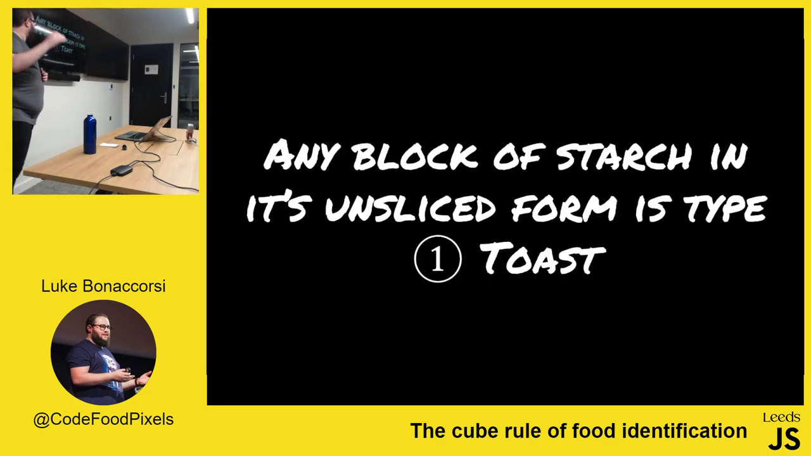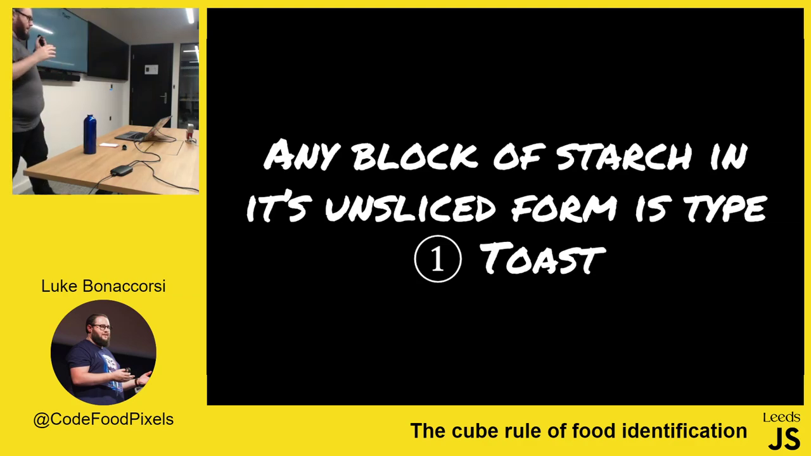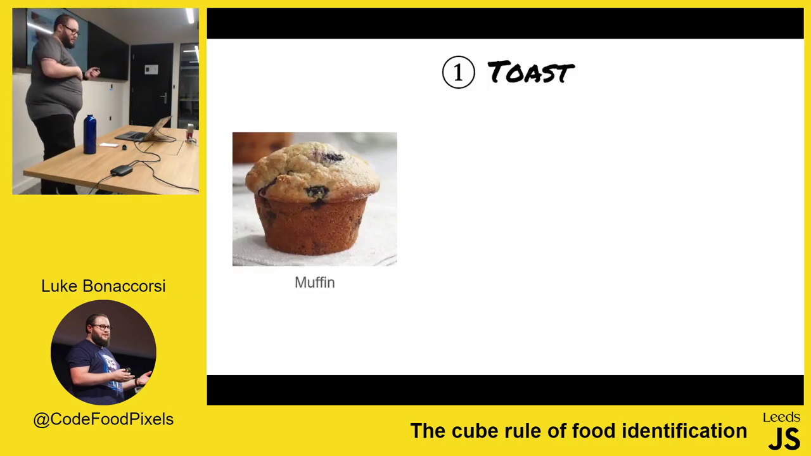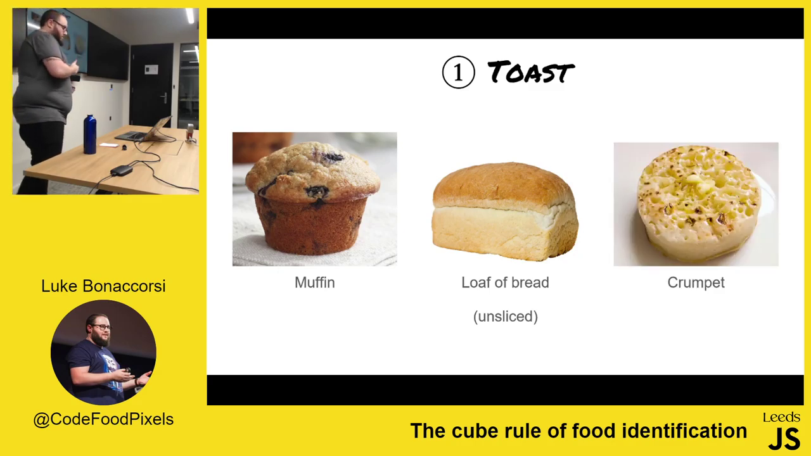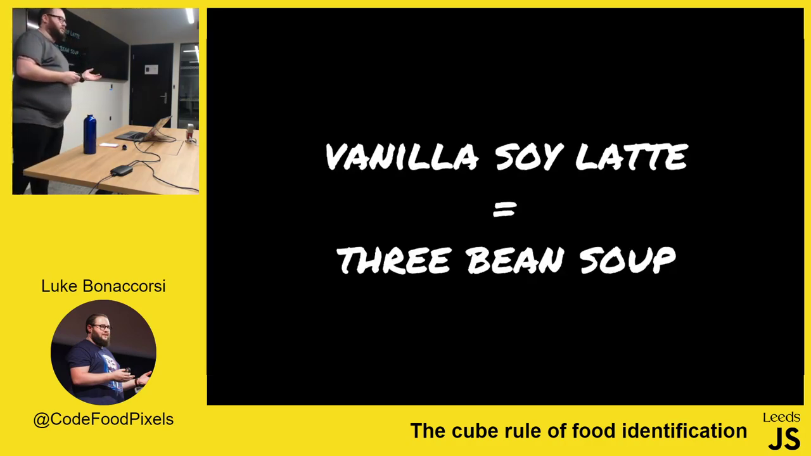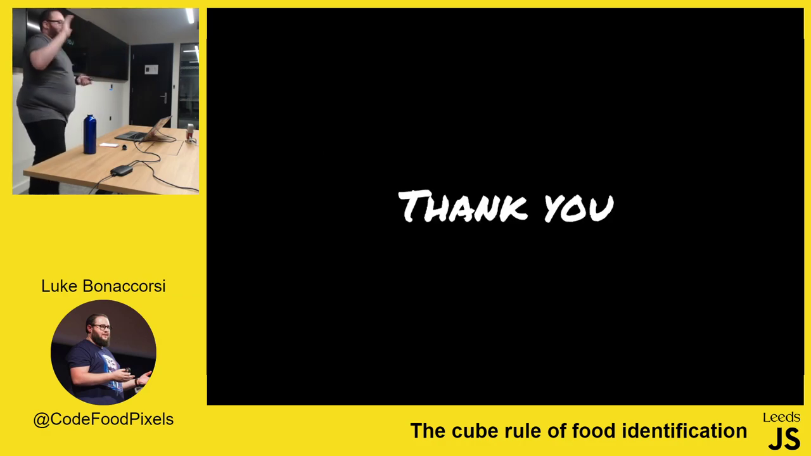Any form of starch, any block of starch that's not sliced, that's just a block of starch, is toast. So this means that muffins are toast, a whole loaf of bread is toast, and crumpets are toast. And the final one is a vanilla soy latte is a three bean soup, which means that it's a three bean wet salad. Thank you very much. I'm glad that I got to do that.